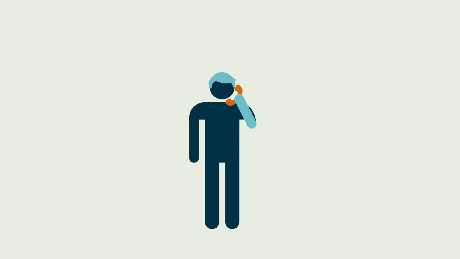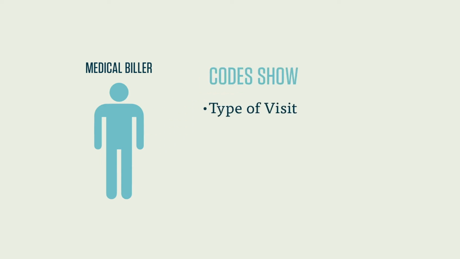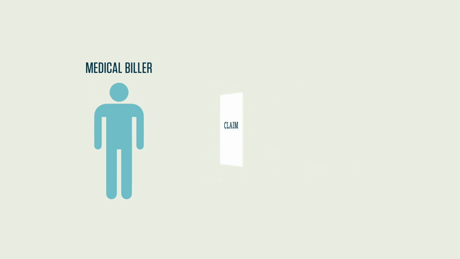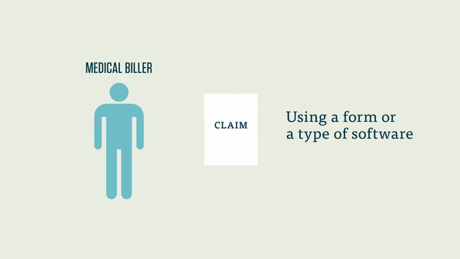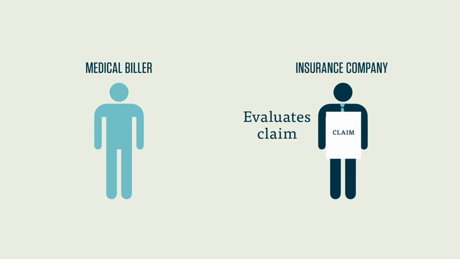Our same patient has a cough, a fever, and is producing lots of mucus. This patient calls a doctor and schedules an appointment. It's here that the medical billing process begins. The medical biller takes the codes, which show what kind of visit this is, what symptoms the patient shows, what the doctor's diagnosis is, and what the doctor prescribes, and creates a claim out of these using a form or a type of software. The biller then sends this claim to the insurance company, which evaluates it and returns it.